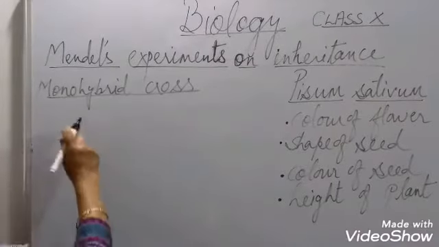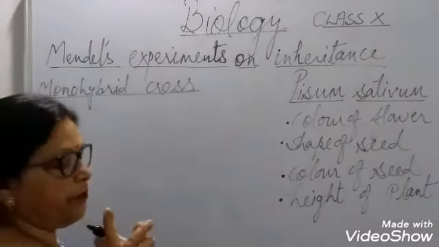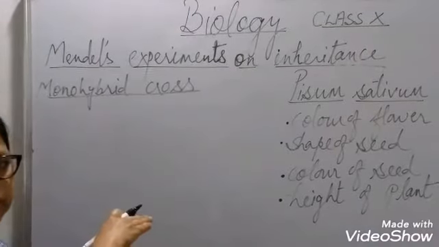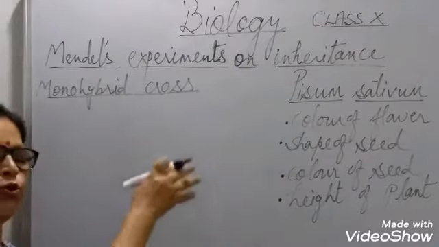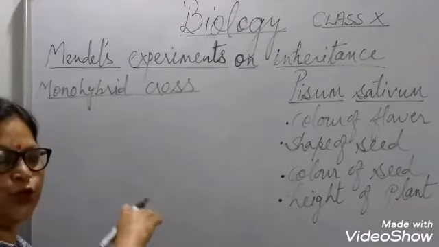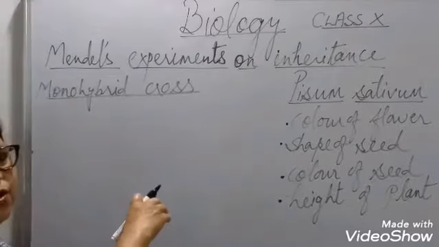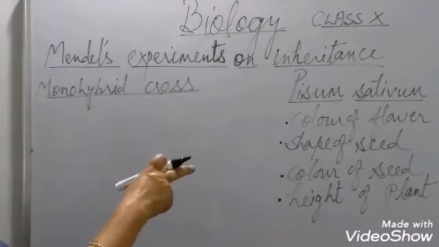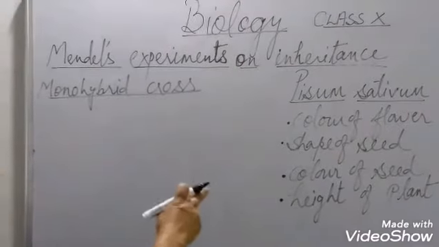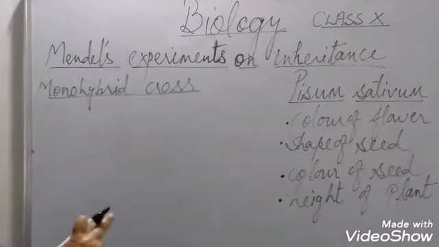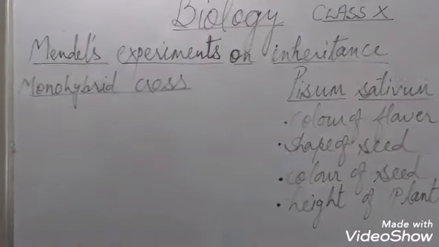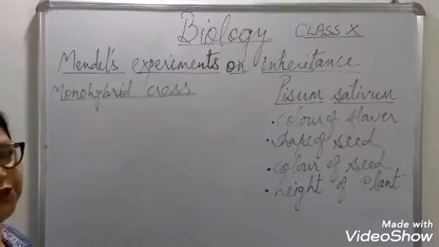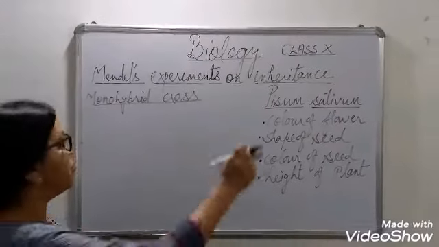What did he do in monohybrid cross? Only 1 character. Remember, characters are controlled by genes. This word gene was not known at the time of Mendel. So he called the same thing he called factor. That means he said that characters are controlled by factors. Okay. And each character is controlled by 2 factors. But gene word was introduced later on in 1909 by Johnson. So that time he did not use the word gene.